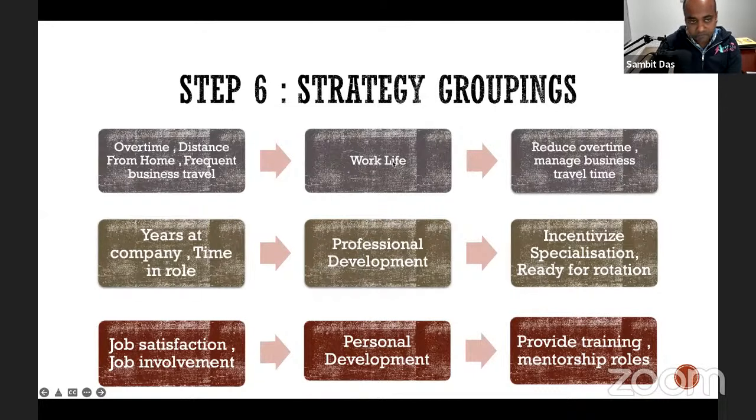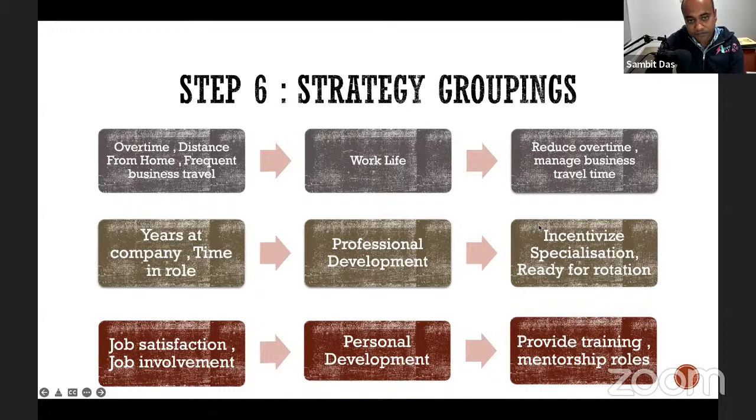work life. And I'm proposing a very high level recommendation here to reduce overtime and manage business travel time. Anyone who falls in this bracket, that they are working overtime, yes, they are staying far away from their home, or they are traveling frequently, will now, if they are highly likely to leave the organization, then HR or business can immediately see that, oh, okay, these are the things we have to look at for this person, because these factors are driving attrition.